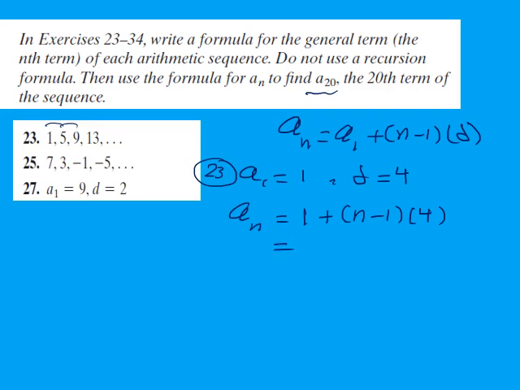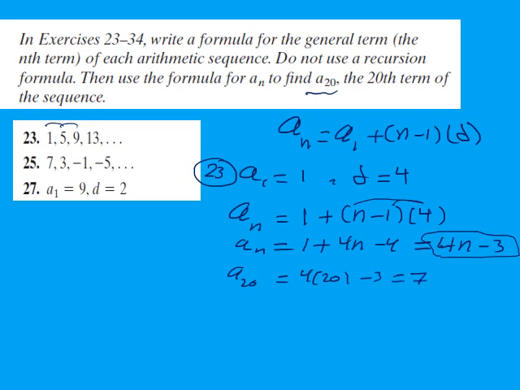If you want to simplify it, you can multiply 4 by N and 4 by 1. So 1 plus 4N minus 4, so it's equal to 4N minus 3. So this is the general term of this sequence. So I want to find A20. So A20 is 4 times 20 minus 3, which is equal to 77.